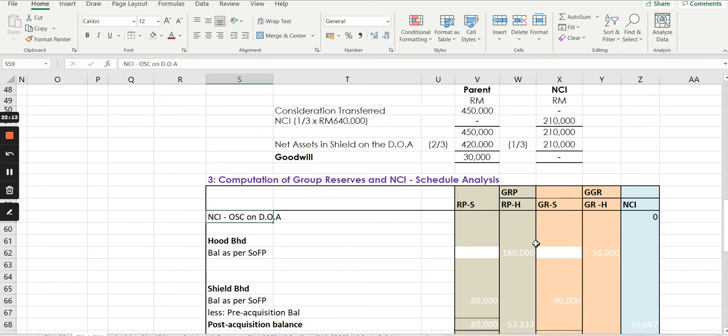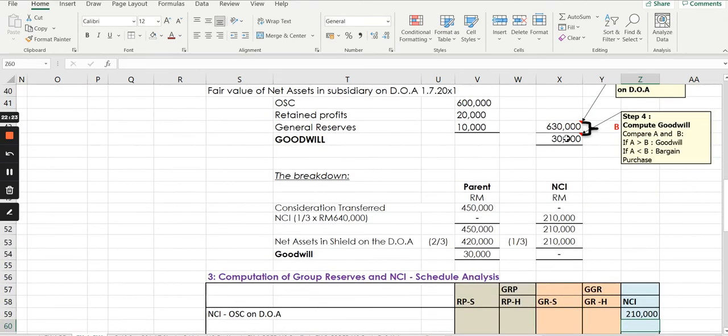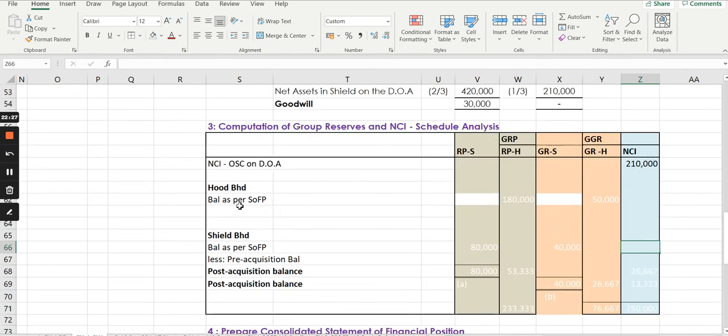Before that, on the date of acquisition, you have some non-controlling interest amount already. So go and pick that amount that was here, 210. Just put it there, and that should be the first item that you show. Now we're going to look at the analysis of the reserve.